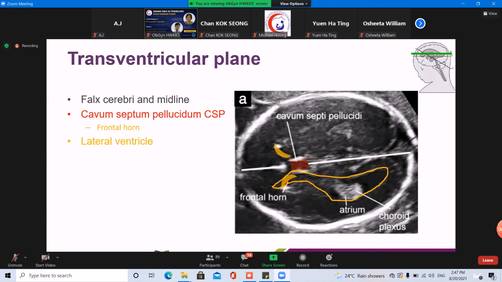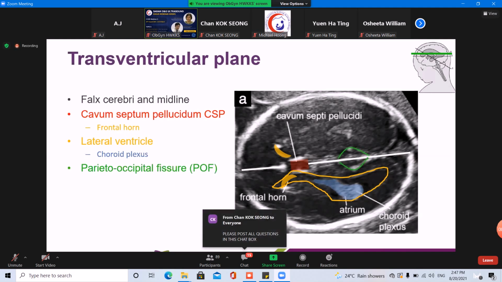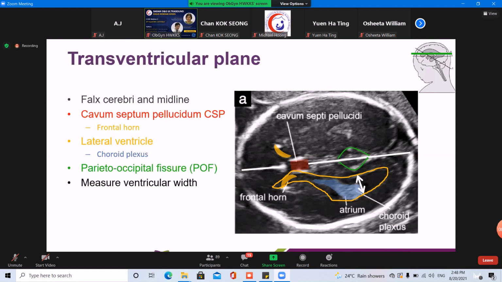And inside the lateral ventricle, you can also see this white thing here, which is the choroid plexus. And in this projection, we can also see the green line here, which is the parieto-occipital fissure. This parieto-occipital fissure is very important in that it is a landmark for which we know where to measure the ventricular width. Now, how do we measure ventricular width? We measure at the level of the POF, and we measure the atrium of the ventricle from inner to inner. I'll show you how to measure the ventricular width later.